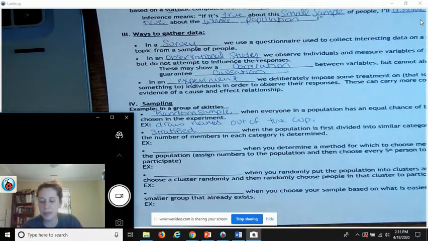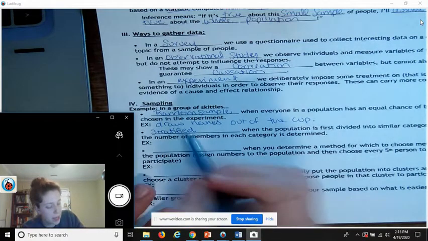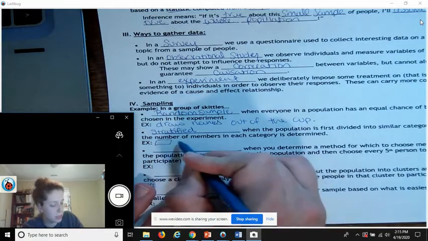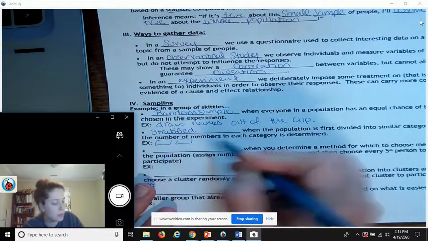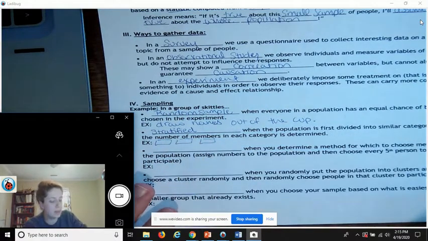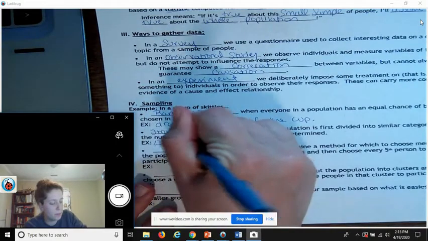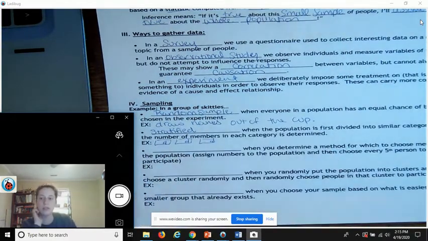Stratified sampling is when the population is first divided into similar categories, and the number of members in each category is determined. So they come up with different categories and maybe they take four people from each of those categories. Okay, so similar categories. I'll think of an example in a little bit.